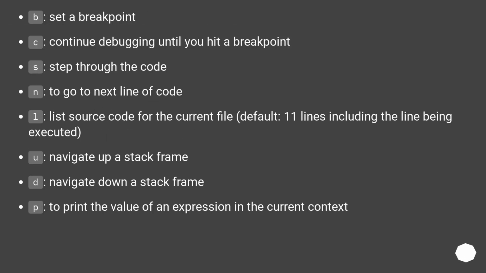B. Set a breakpoint. C. Continue debugging until you hit a breakpoint. S. Step through the code. N. To go to next line of code. L. List source code for the current file. Default 11 lines including the line being executed.